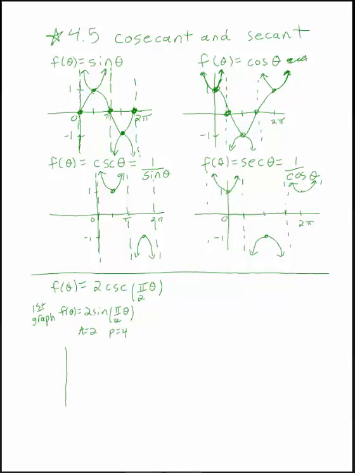So I'm going to make a graph. Amplitude's 2, the period's 4. So I'm going to draw my sine curve. And now, everywhere there's a 0, I'm going to dash in an asymptote. And now I'm going to draw in the cosecant graph.